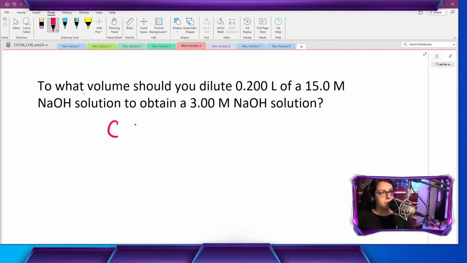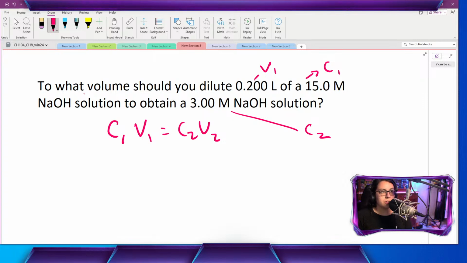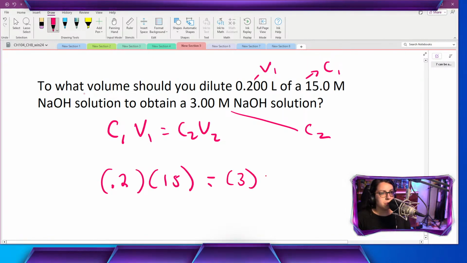So let's see how you did. Again, you can still post your answers. I would start off with just C1V1 equals C2V2. So I'll say, okay, here's our V1, here's our C1, and then we want a 3 molar concentration. So what does our final volume have to be? That's what we're asking. Now just plug in our variables.